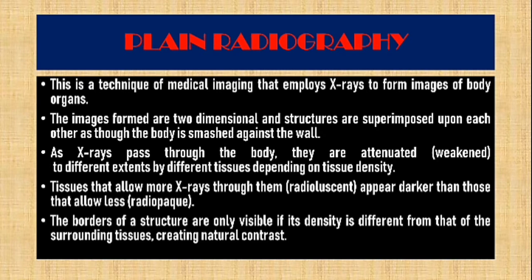The borders of a structure are only visible if its density is different from that of the surrounding tissues, creating a natural contrast. We shall illustrate this in a moment with an example. But just to throw a little bit of light, consider an individual wearing a yellow shirt in a yellow background. Such an individual cannot be differentiated from the background. But if you're wearing a different color from your background, then you can easily be seen as a separate entity from your background.